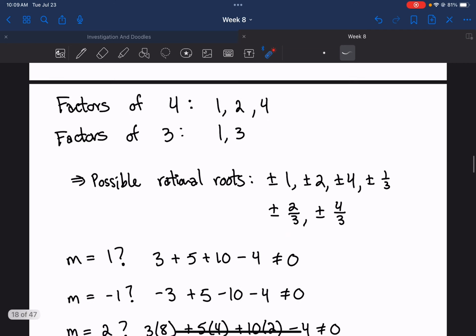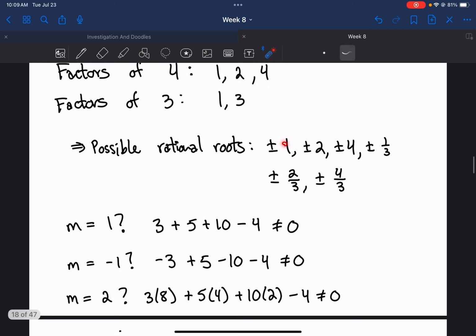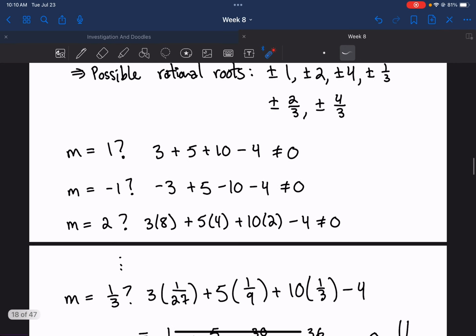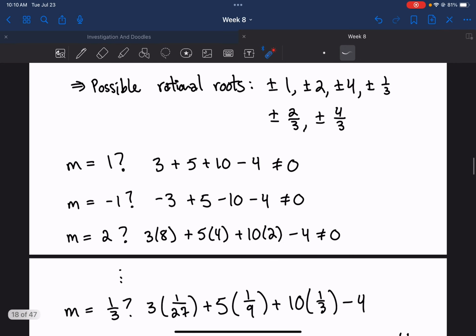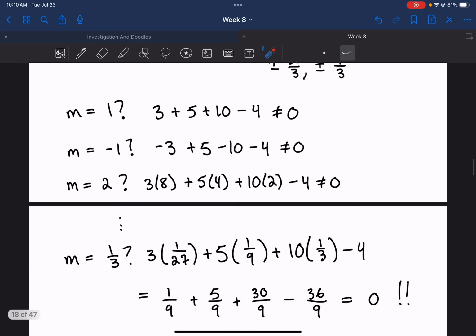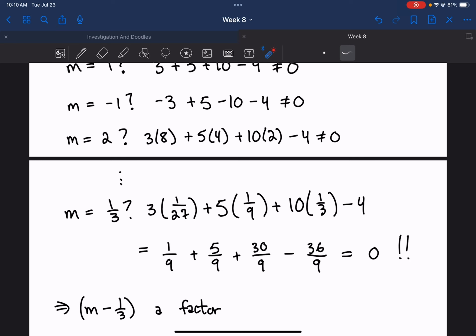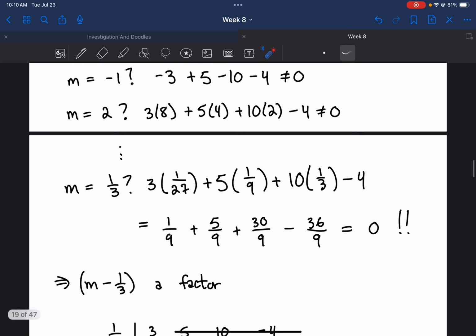Now we just go through, start checking. m equals 1, doesn't work. m equals minus 1, doesn't work. m equals 2, doesn't work. And you just keep on trying. And eventually you'll get to m equals 1/3. And that does work. Thank goodness, right? Which means m minus 1/3 is a factor. Since m equals plus 1/3 is a root, that means m minus 1/3 is a factor.